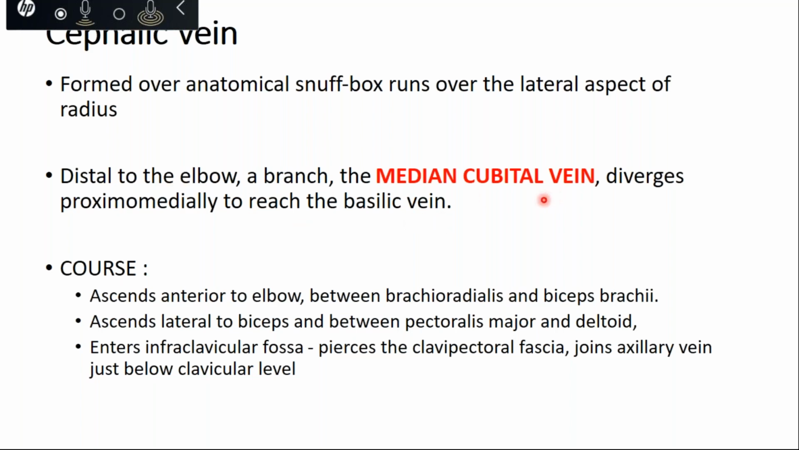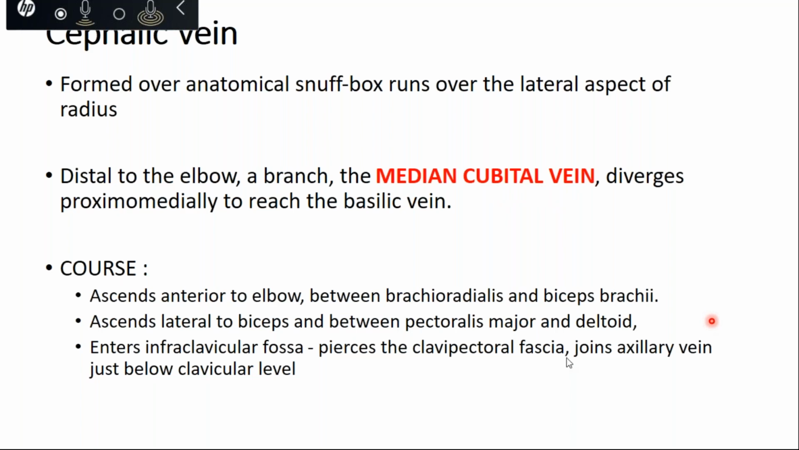I will just show you in the picture. Remember, there is a branch which arises from the cephalic vein and then goes towards the basilic vein. This is near the elbow, and it is called the median cubital vein.